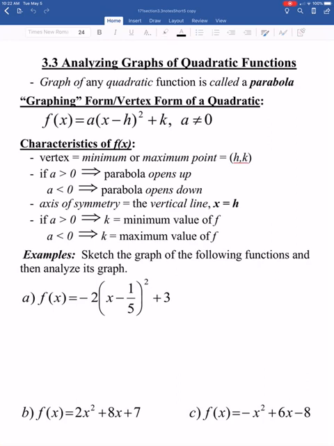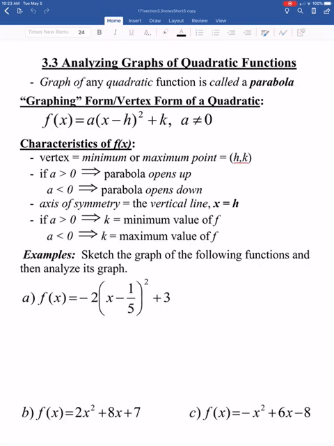So graphing a quadratic function, the graph of a quadratic function is what we call a parabola. And a quadratic function graph, a parabola, sort of has a U shape to it, or an upside down U shape. It has a min or a max point to it. With that said, we're going to talk about how to find that min and max point so we can easily sketch its graph. So we're going to talk about the graphing form, or the vertex form, of a quadratic. And the vertex is that min or max point in a parabola.